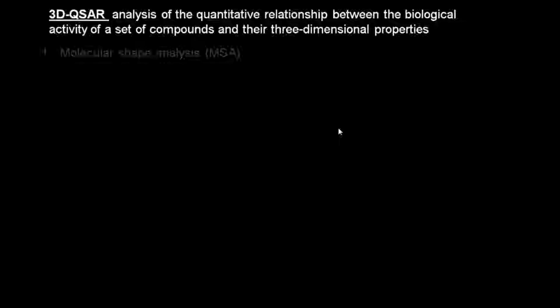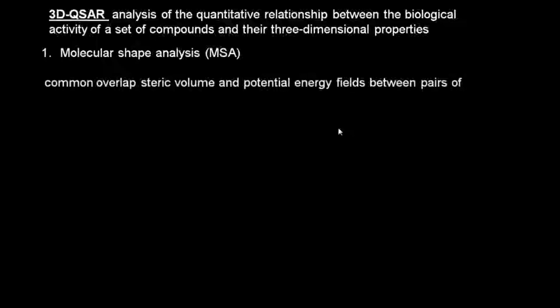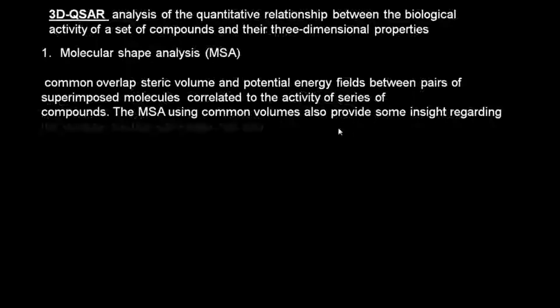So there are different approaches. One is called the molecular shape analysis approach. What we do here is you look at a common overlap steric volume and potential energy, because it's a molecular shape between pairs of superimposed molecules. They are correlated to the activity. It uses common volumes and provides some insight regarding the receptor binding site shape and size, because it's more to do with the volume. That's the molecular shape analysis.